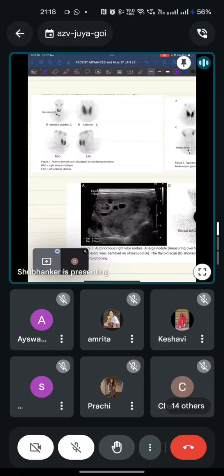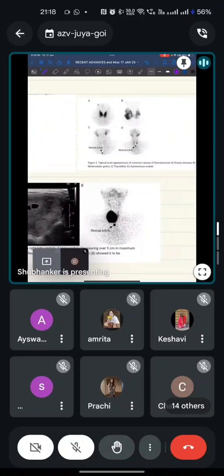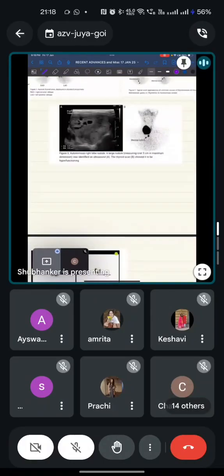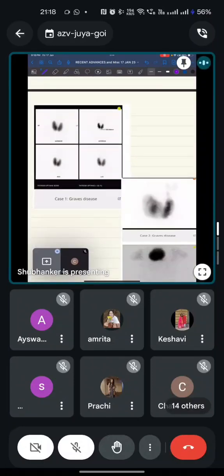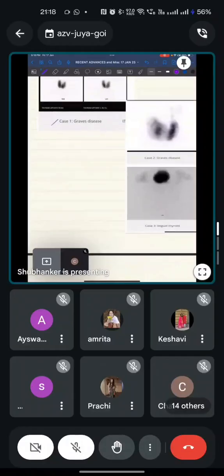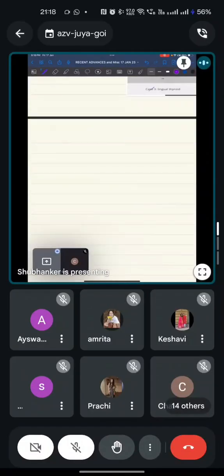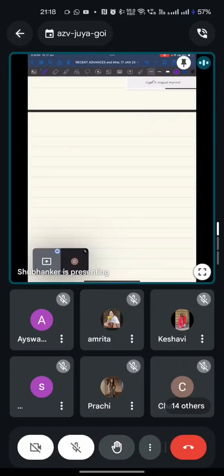So these are the normal images. Here they have shown you the images of Graves' disease, MNG, and thyroiditis. Just go through them here, and what you should remember I'll mention. This is how it looks in Graves' disease. This is how the lingual thyroid looks. Now, what all you should remember, I'll take 5 minutes of yours and just update you.